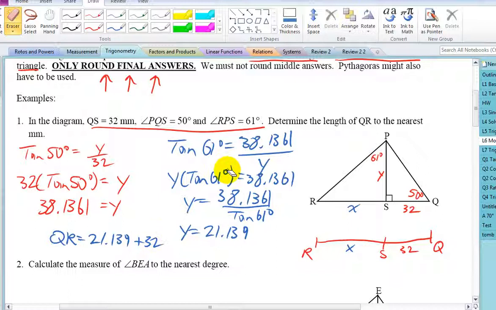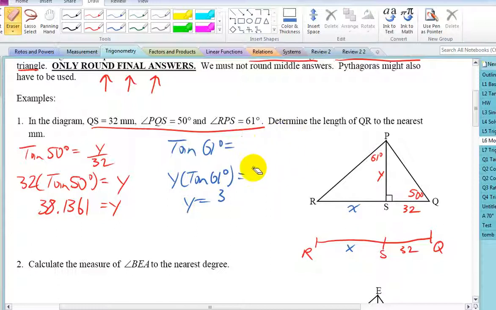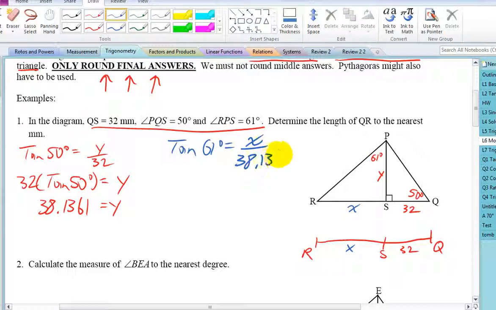Oh, you're right. Sorry, I should have used the letter X, shouldn't I? Oh, I totally screwed that up. Okay, let's go backwards. Erase. Thanks, Simon. So, it should be X over 38.1361. That actually makes it easier, doesn't it?